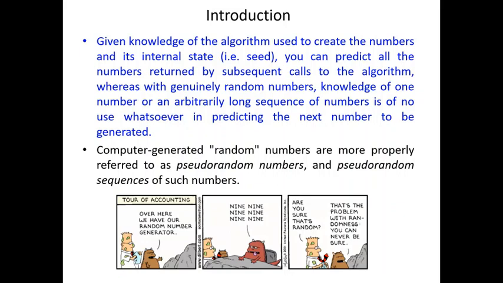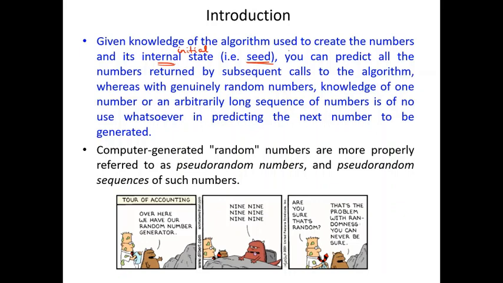So, given the knowledge of the algorithm used to create the numbers and its internal state, we call the initial state the seed value. So the internal state, or let me say, the initial state, is also known as the seed value with which we begin the random number generation.